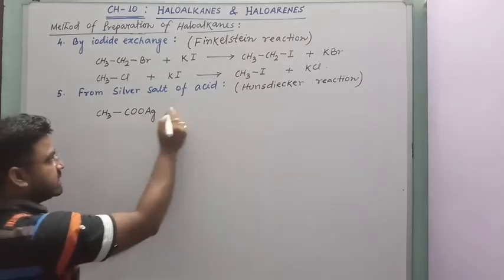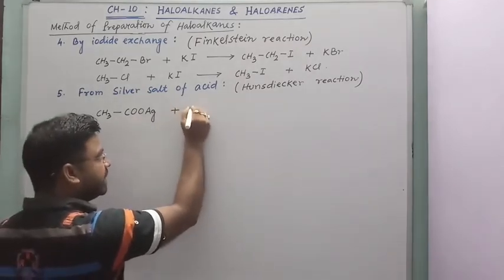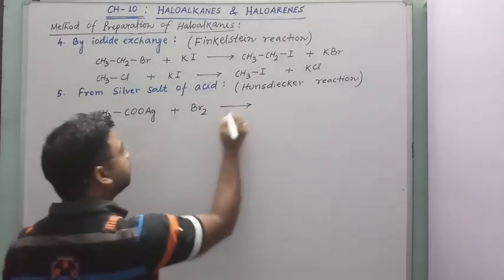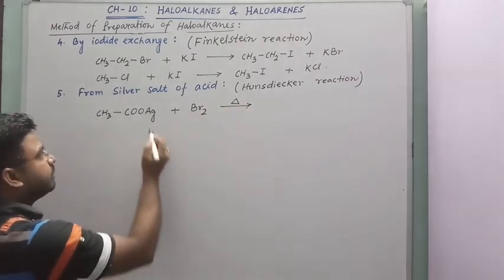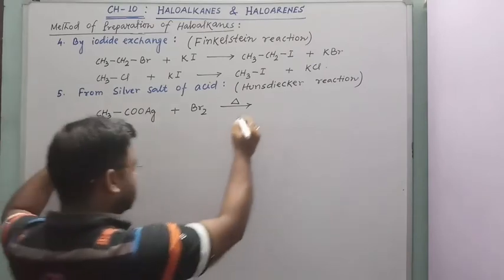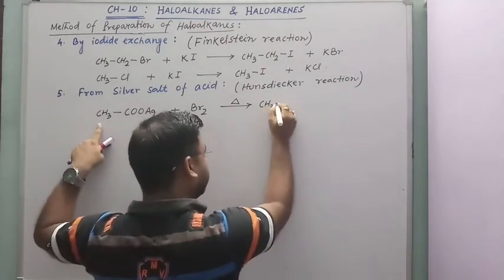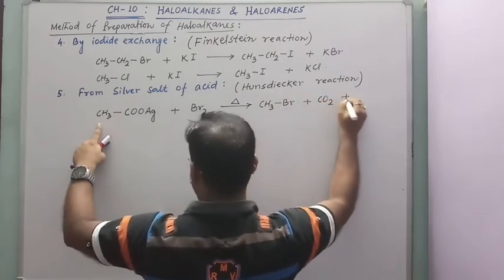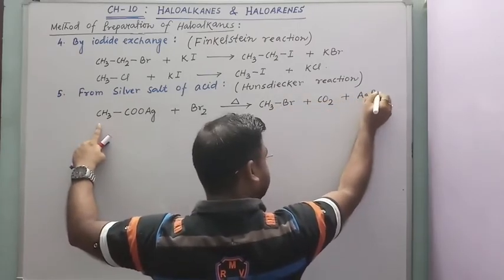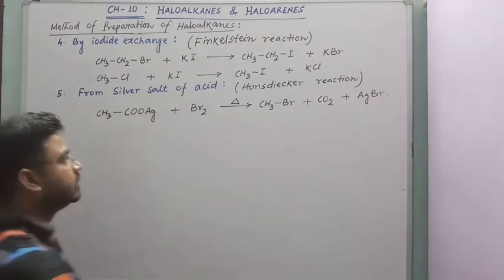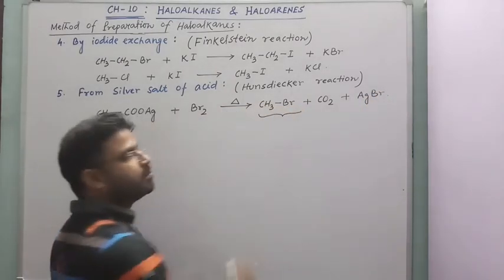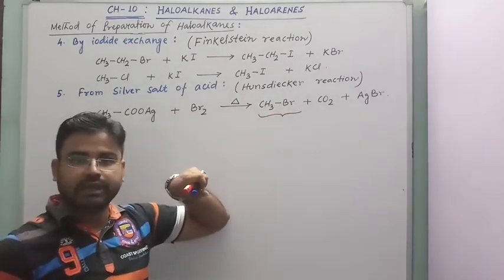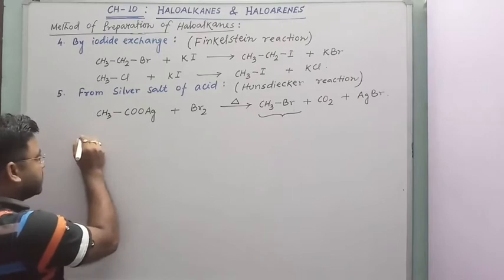So silver salt of any acid, when treated with bromine, what will be the product? CH3Br plus carbon dioxide plus AgBr. So this is bromomethane. So bromoalkane is formed. Bromomethane here. Now the mechanism of this reaction.